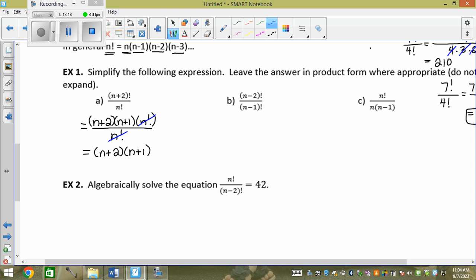That's it for this. You guys try B. I'll help you out first. Which one's bigger? n minus 2 or n minus 1? n minus 1. If you don't know, put a 3 in. n minus 2 is 1. n minus 1 is, 3 minus 1 is 2. So the bottom is actually bigger than the top, right? So which one are you expanding? The bigger one. So which one are you expanding? The top or the bottom? The numerator or the denominator?